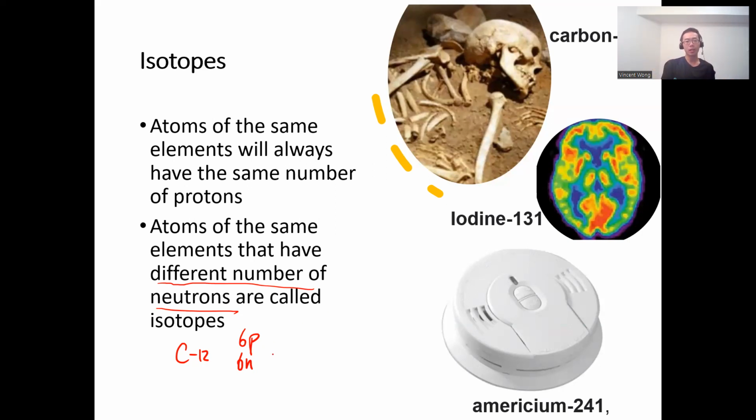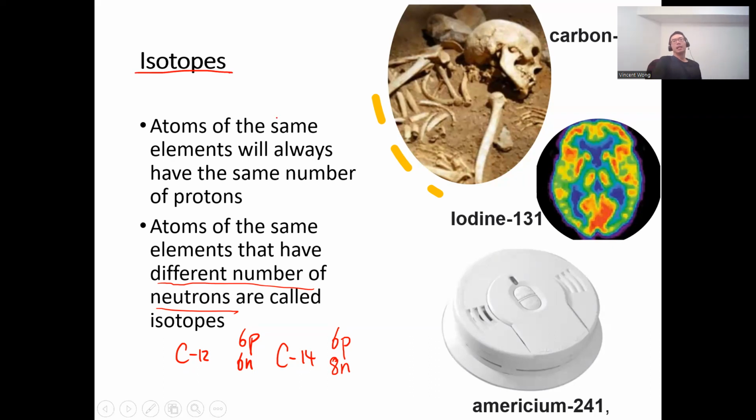And then there's something called carbon 14, which is 6 protons, but it has 8 neutrons. 6 plus 8 gives you 14. Don't worry about the math, I'm not going to ask you about it, but I just want you to know that sometimes the atoms of the same element can be heavier than the general one because they have extra neutrons. So we call these things isotopes.